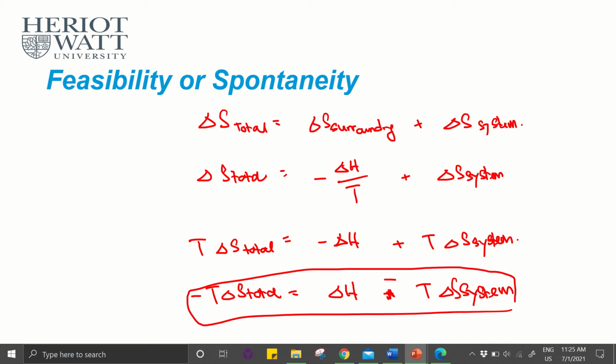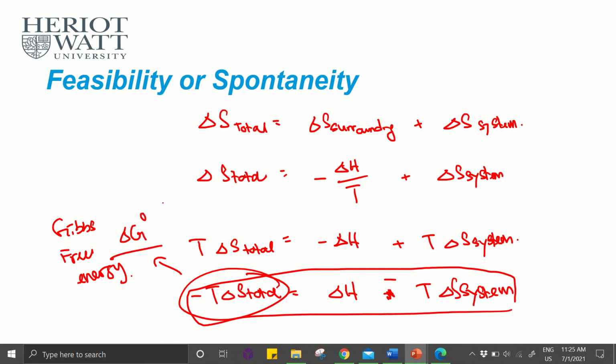Now, why am I doing that? From the total entropy change, we derive it into this form, because negative temperature multiplied with total entropy is actually equivalent to another new name. They call it Gibbs free energy, and the symbol for it is the Gibbs free energy change, delta G. And why do we need this? If we know the total entropy change, it's sufficient to tell us whether a reaction is feasible or not based on whether it's a positive or negative value.